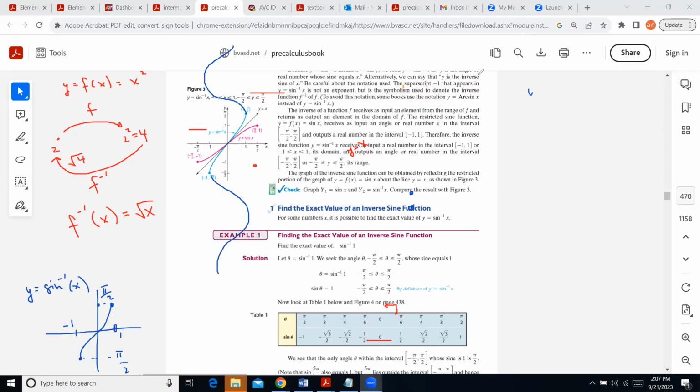So the inverse sine function gives you an angle. And that's, I guess, the most important thing to realize. So when you plug some number in, the result is going to be an angle in radians that has sine equal to x.